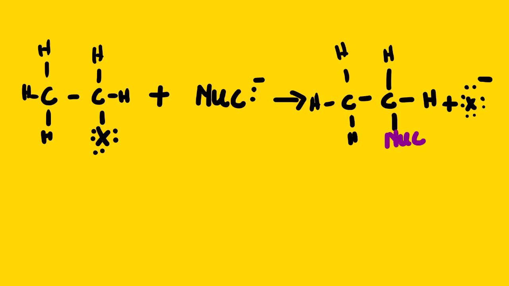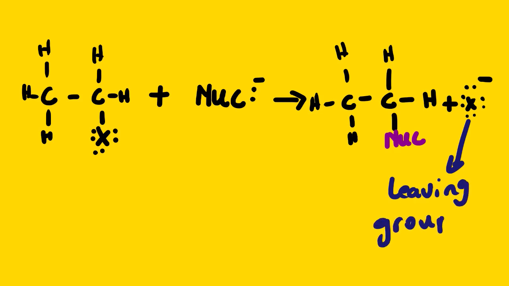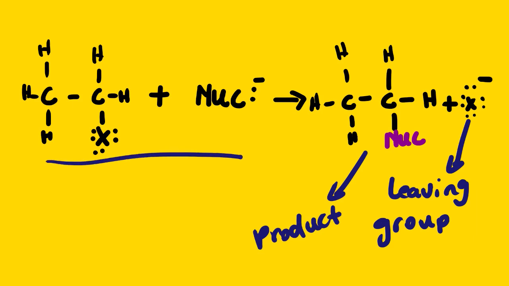When we talk about a leaving group, we are referring to this. This is what we call a leaving group. It's a group that actually leaves. It's a group that is actually replaced by a nucleophile. And then this we refer to as the product. You might be given this reaction and then they say write down the product, then this is what you actually write, whereby the leaving group was replaced by a nucleophile.